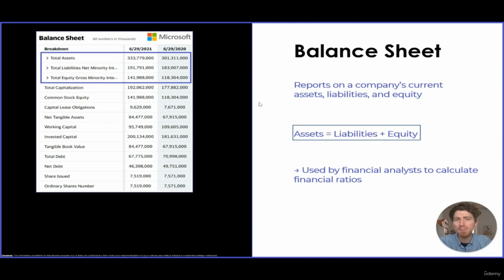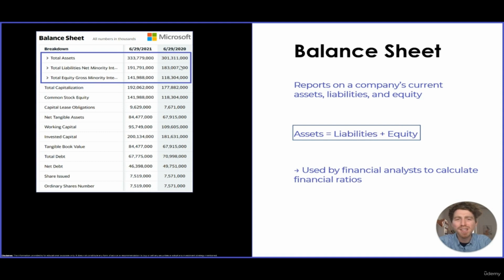When we stick to our example from the previous lesson with Microsoft, you can see the balance sheet here, where the total assets are shown next to the total liabilities and the total equity of Microsoft. So if you quickly calculate in your head the total liabilities of 191 billion and the total equity of 141 billion, you come to total assets of 333 billion, and they always need to add up.